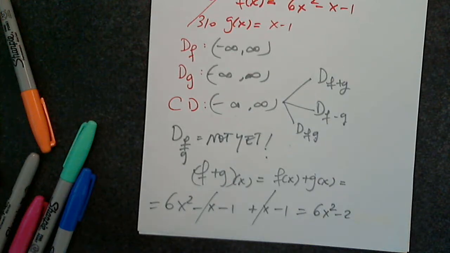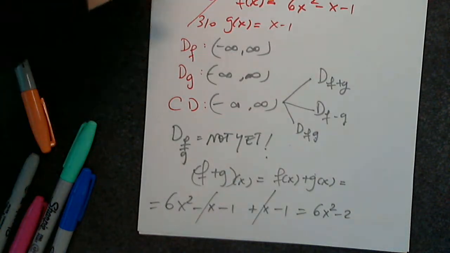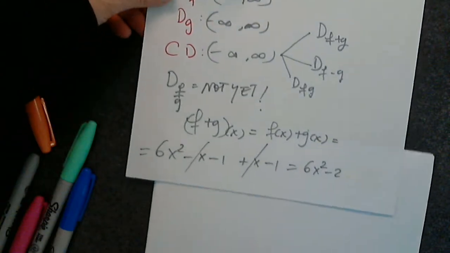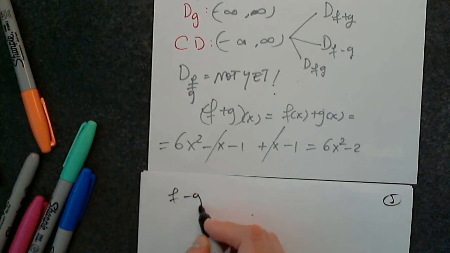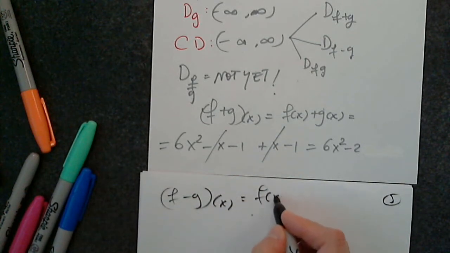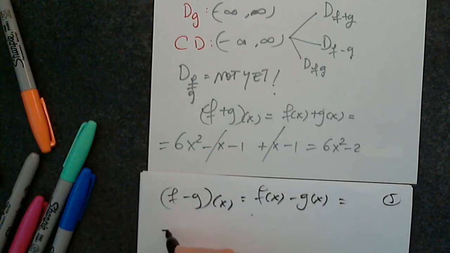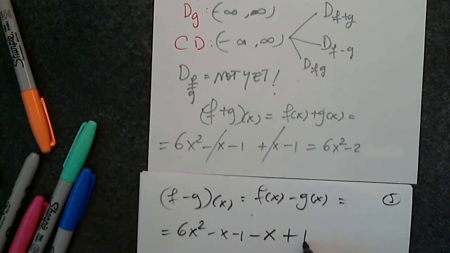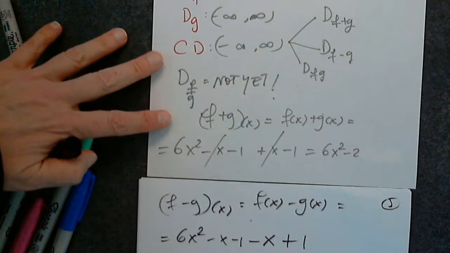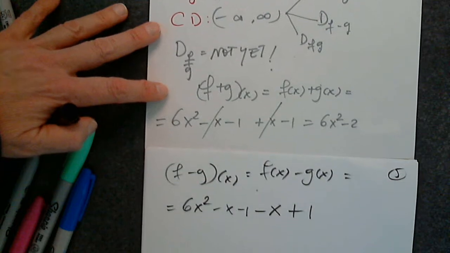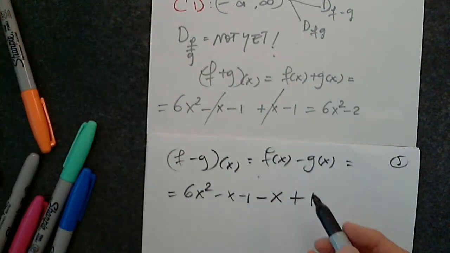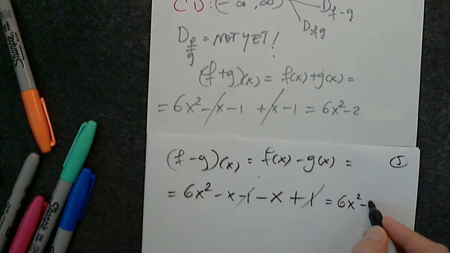Good. So now let's look at the difference. Same thing, but I will have to put minus, and I will have to distribute, -1. So f minus g, by definition, is f of x minus g of x. And then I copy 6x squared minus x minus 1 minus x plus 1. We have to distribute. Is that okay, everyone? Okay, so now these two go away. So the answer is 6x squared minus 2x.